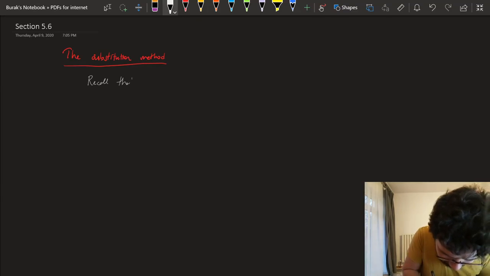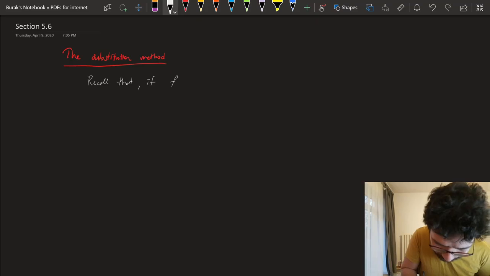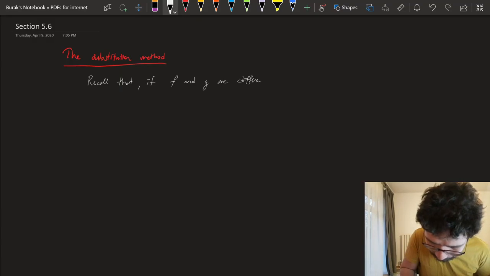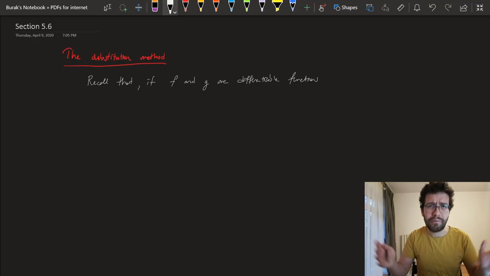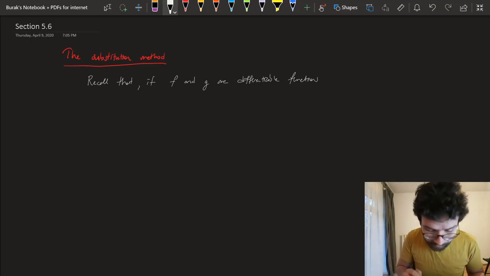Recall that if f and g are differentiable functions, let's pretend for a second that they're differentiable everywhere so that I can compose these nicely. Otherwise, I have to say things like pretend that f is differentiable at points which are in the range of g and so on. I don't want to say these, so I'm just going to say that everything is differentiable everywhere, which is not the case in practice.